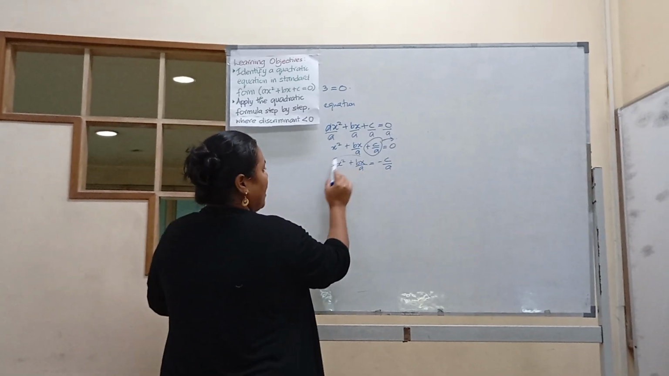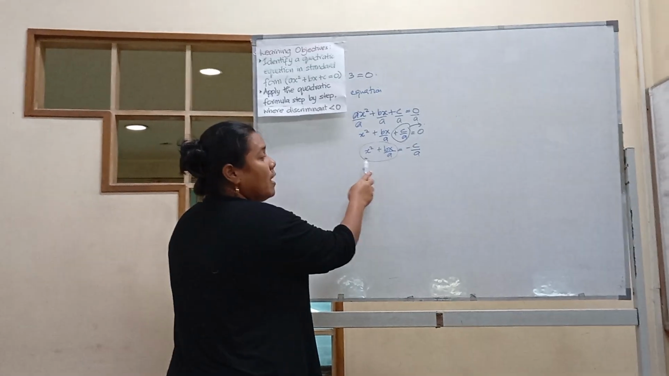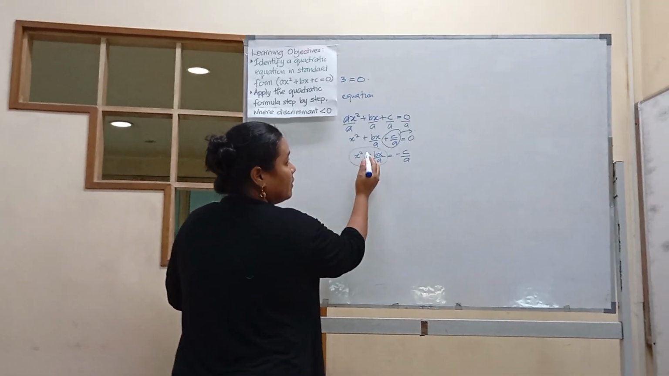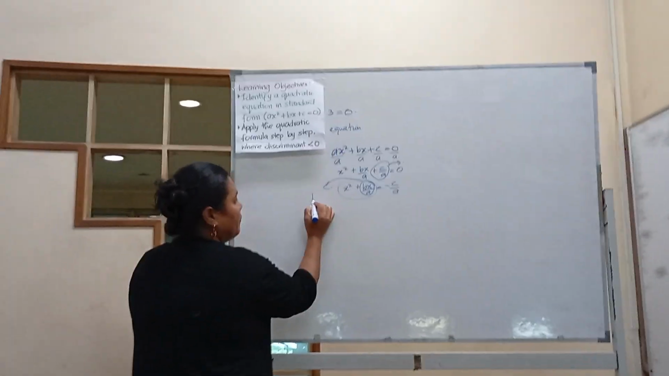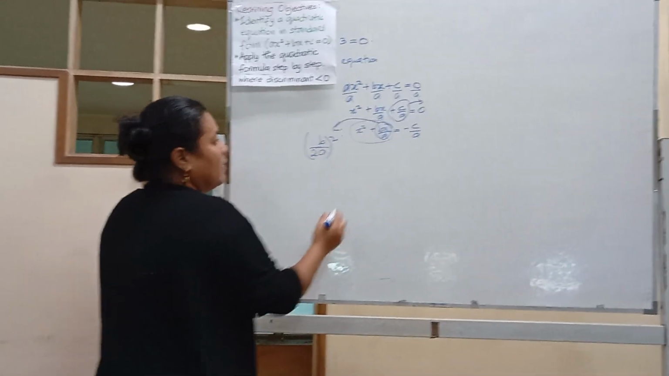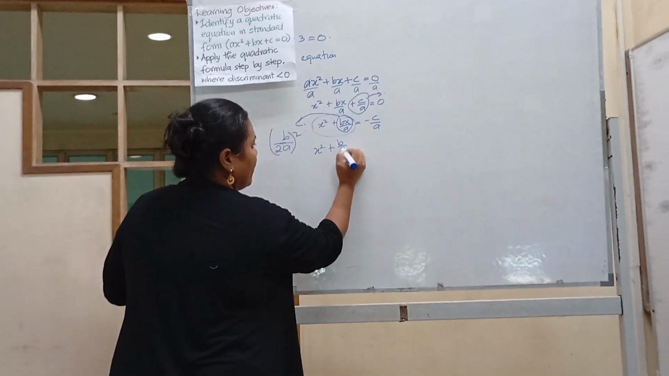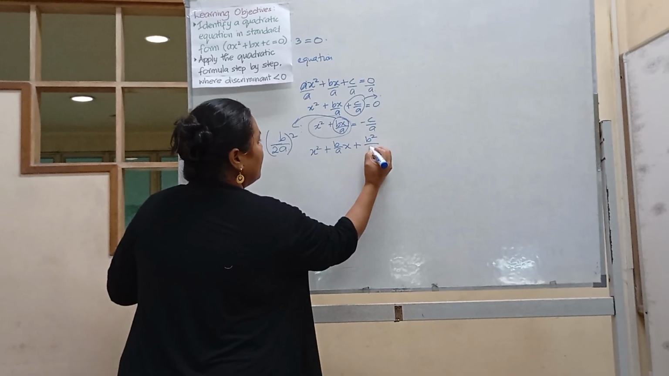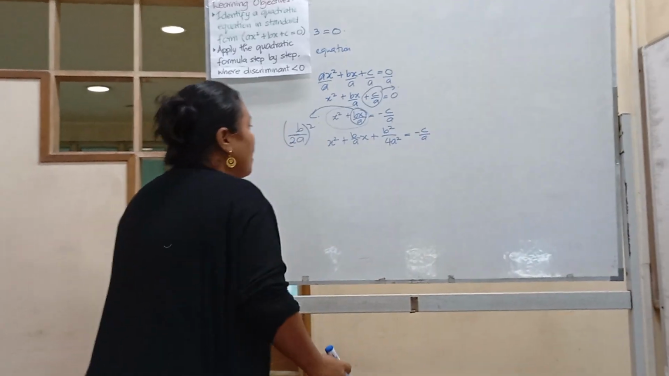Okay, now if we look at this equation, on the left side we can complete the perfect square. In forming a perfect square, you have to take the coefficient of x, divide it by 2, and square it. So x squared plus b over a x, plus, if we square this one, b squared over 4a squared, is equal to -c over a. Okay?